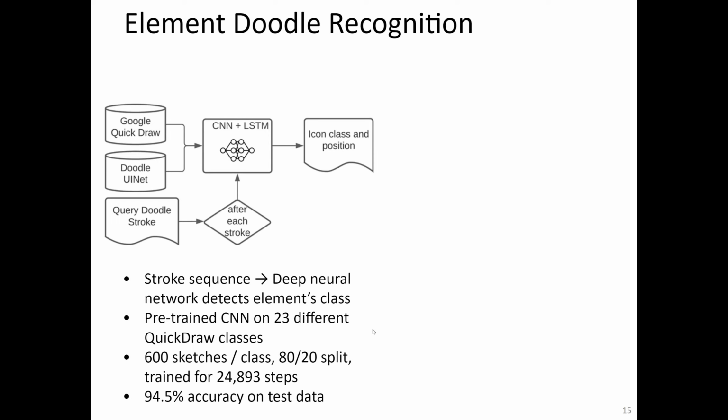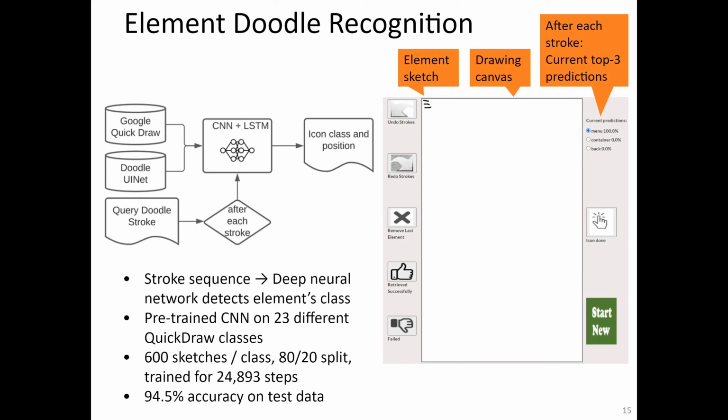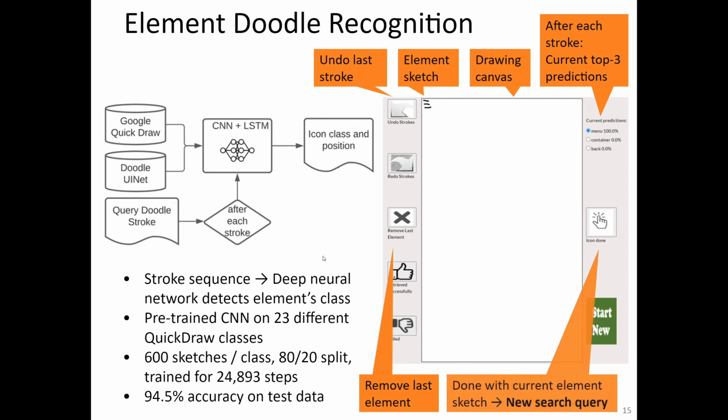For UI element doodle recognition, we employed a deep neural network, and it detects the UI element class from these strokes. We trained the CNN part with 23 different Google Quick Draw classes first, and then trained further on the Google Quick Draw 7 classes and Doodle UINet 16 classes of PSDoodle, and achieved an accuracy of 94.5% on the test data. This is a drawing canvas, the UI element sketch, and the top 3 predictions by this recognizer, some passive functionalities in the web interface, and when the user presses an icon dot button, it invokes a new search query.